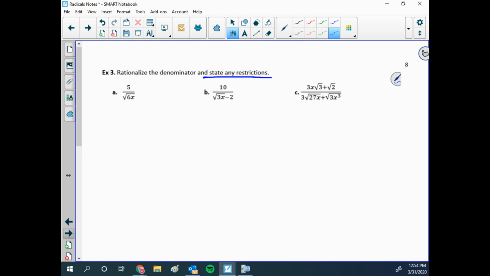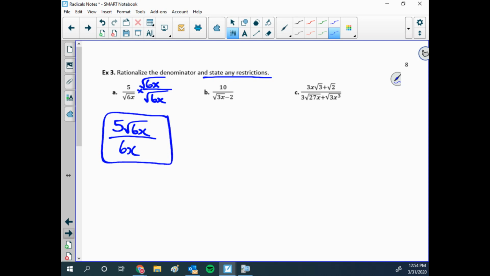So if they want me to rationalize this denominator, my process is the same. I multiply the denominator by the square root of 6x, and the numerator by the square root of 6x. So 5 times root 6x is just 5 root 6x. And root 6x times root 6x is the square root of 36x squared. And I just end up getting rid of that radical sign. Okay, so there's my answer once I have rationalized the denominator.